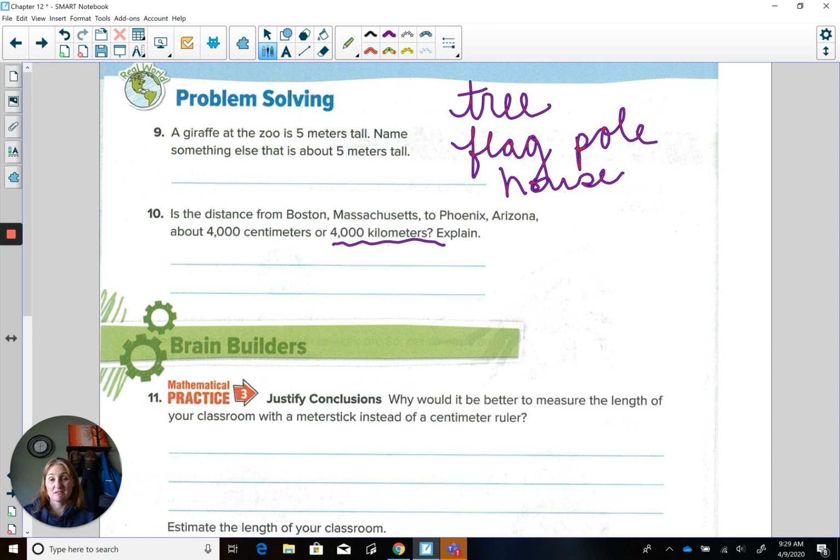And why? Well, because we know it's close to a mile, and that's a long distance away. Now, if we were measuring it on a map, that's a little different, but the map is meant to be used for our real world traveling. So in this case, 4,000 kilometers is the best estimate.